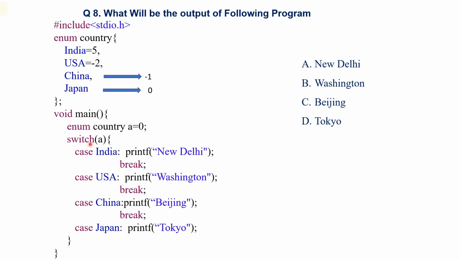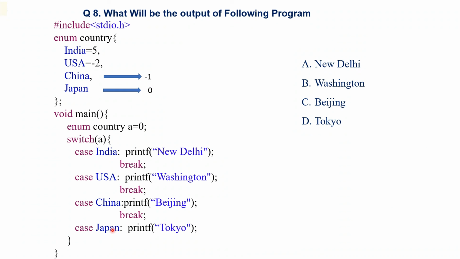The next statement is the switch statement, where the switch expression is A, which is equal to 0. So therefore this 0 will be matched with the case values. First, 0 will be matched with India, whose value is 5. So 0 equal to 5 doesn't match. Next is USA, which is equal to -2. -2 will be compared with 0, so this doesn't match. Next case value will be matched with 0. The value of China is -1, which is not equal to 0. So next case value is Japan, which is equal to 0.